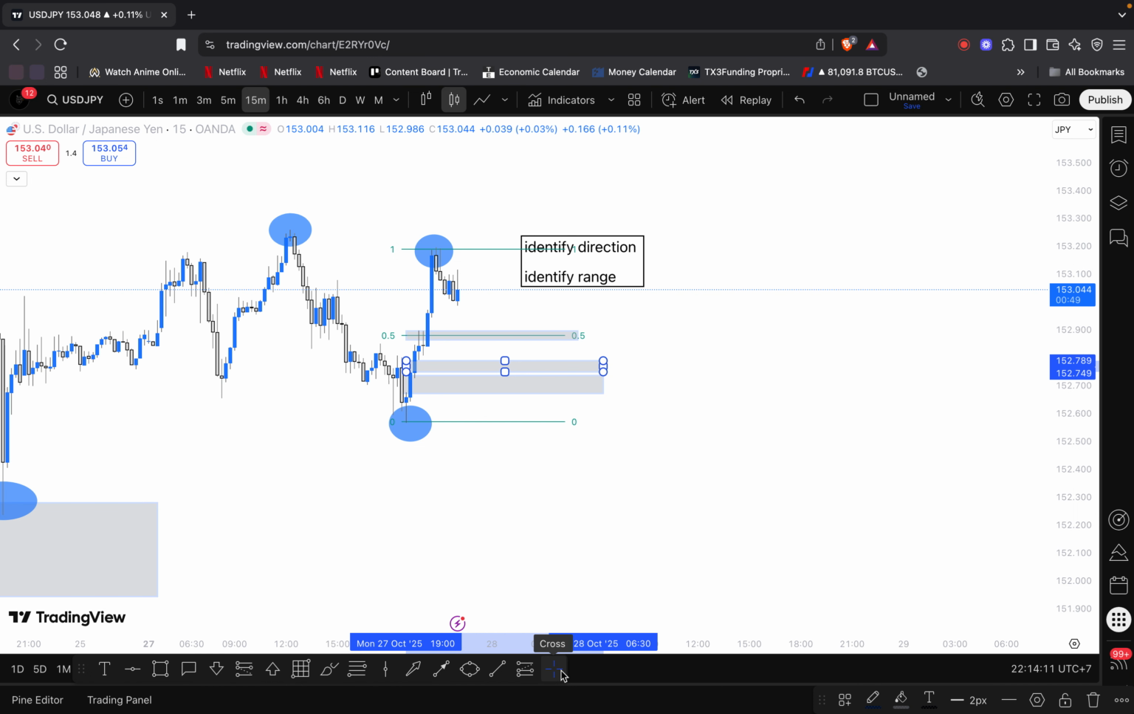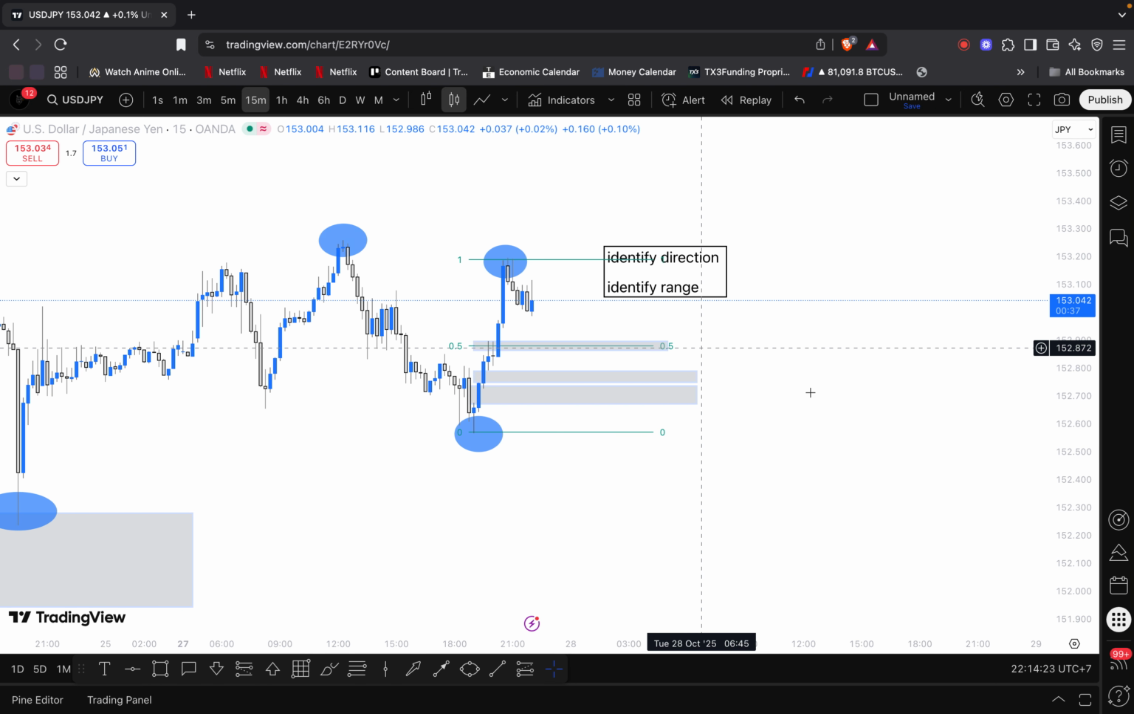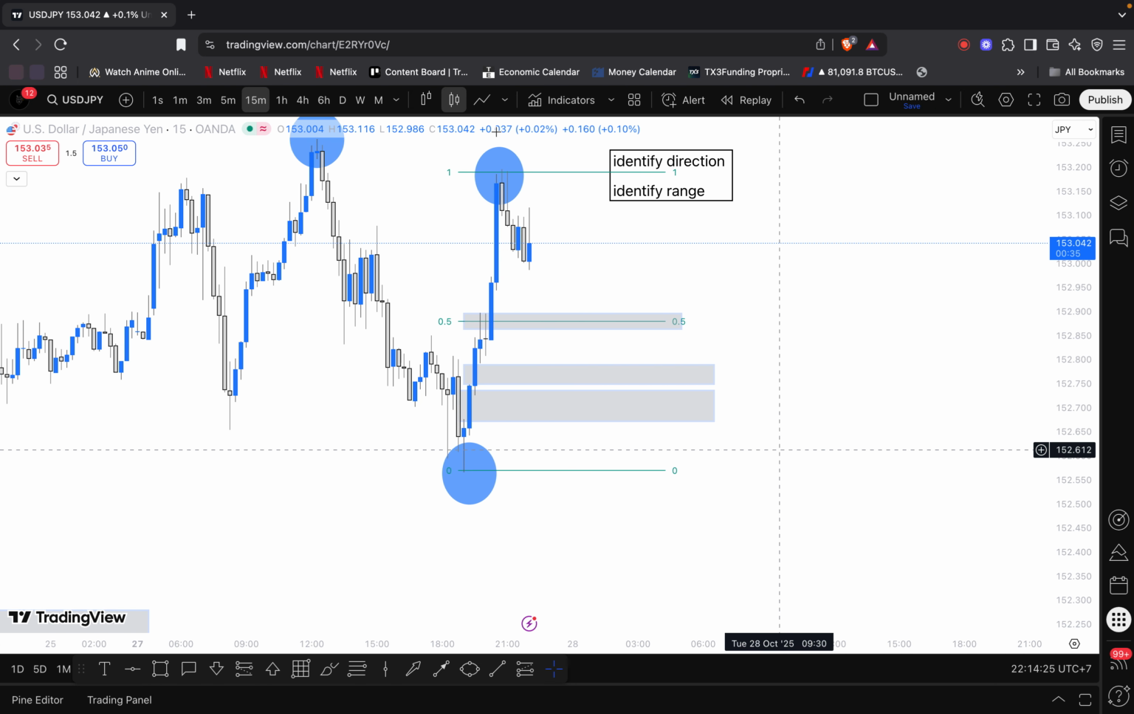I go over these in a different video. And these gaps are basically how I identify my range, how I identify my trade setup. So you can look at these as demand zones, because this is where demand started.